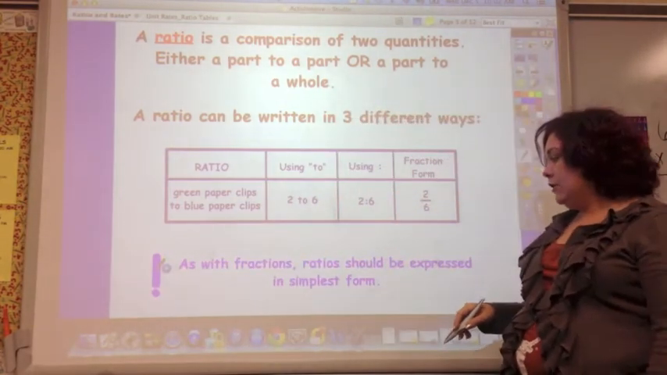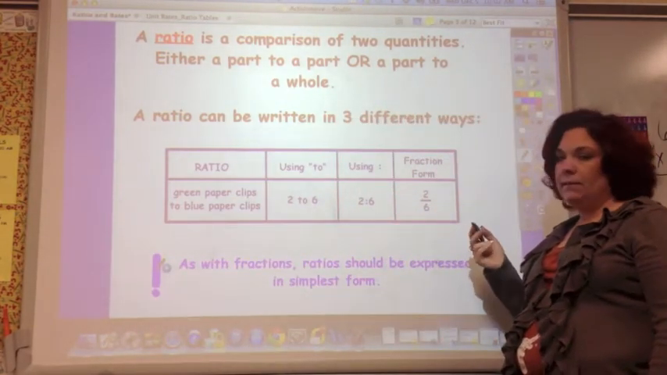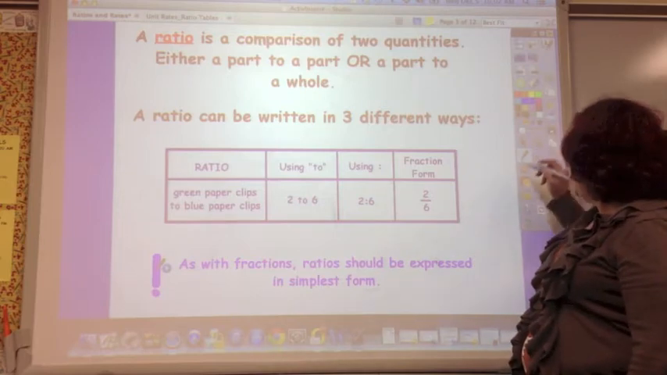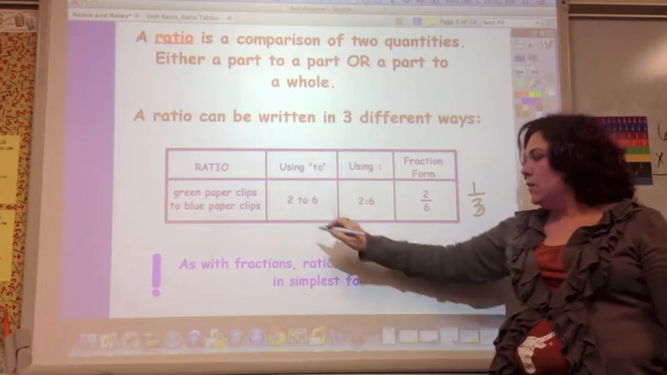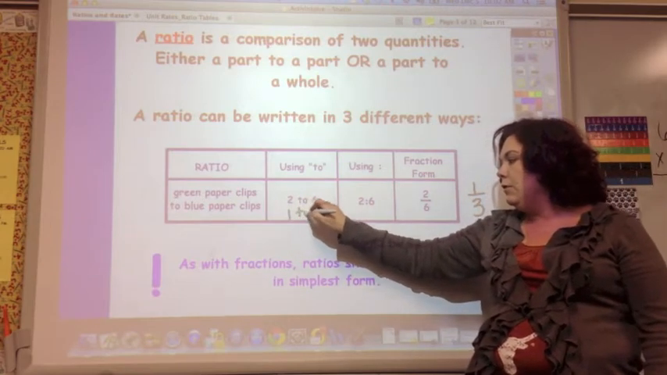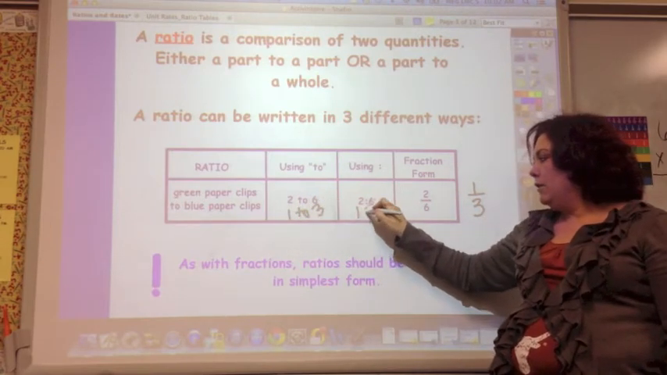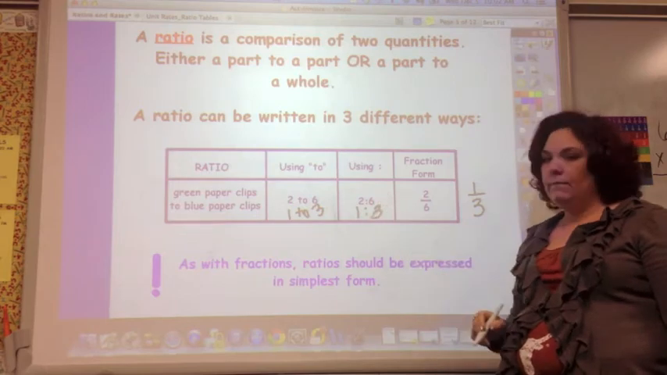And as with fractions, ratios should be expressed in simplest form. So this would be 1 to 3. Okay? So 1, 2, 3.